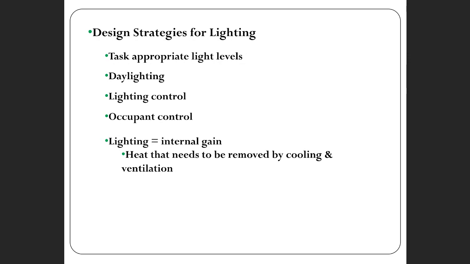Again, in commercial design, lighting is a source of internal gain. So the heat that comes into the building via the lighting system needs to be removed by cooling and ventilation, right? So if we keep energy out with good lighting design, then that reduces our air conditioning load, which, oh, by the way, may ripple back to the size of the renewable energy system that we need. So these things all fit together.